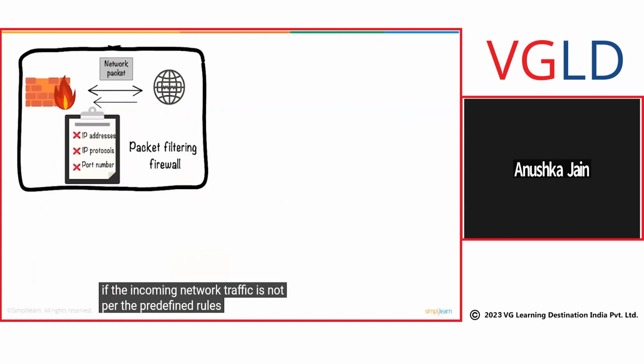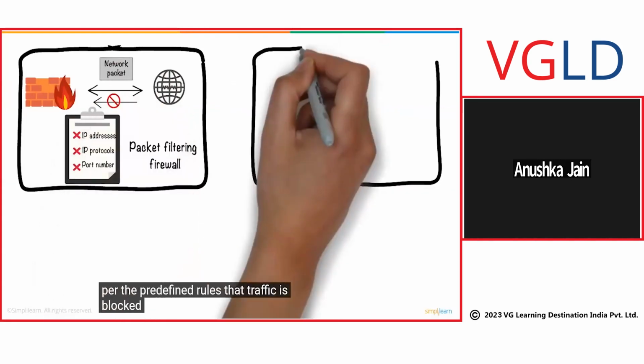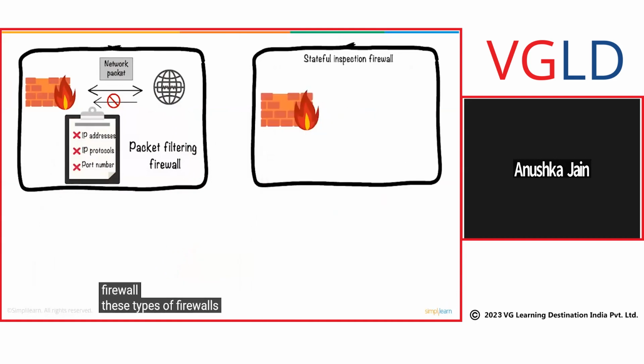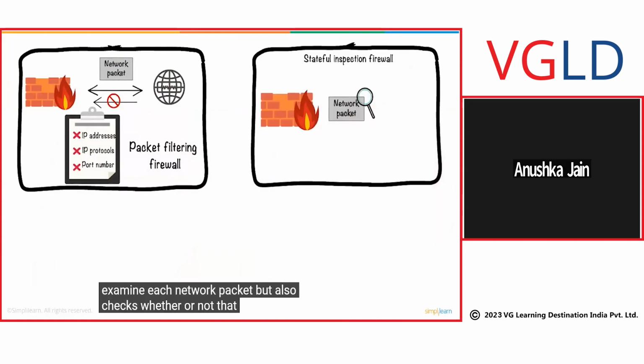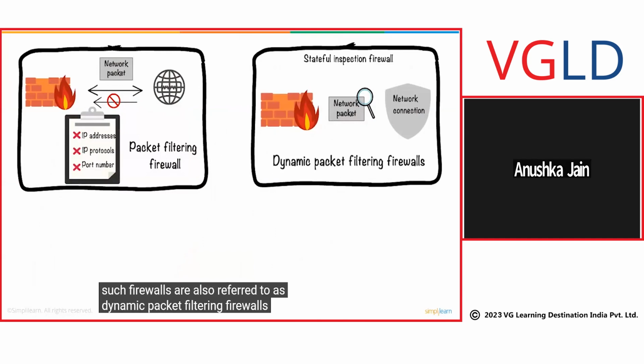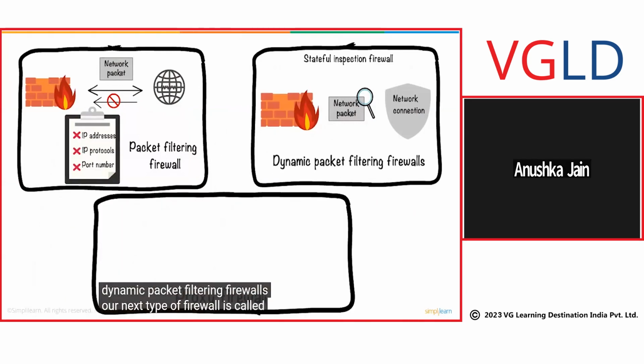If the incoming network traffic is not per the predefined rules, that traffic is blocked. A variant of the packet filtering firewall is the stateful inspection firewall. These types of firewalls not only examine each network packet, but also check whether or not that network packet is part of an established network connection. Such firewalls are also referred to as dynamic packet filtering firewalls.